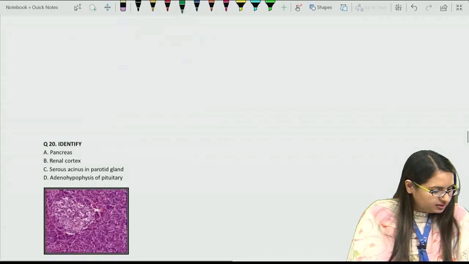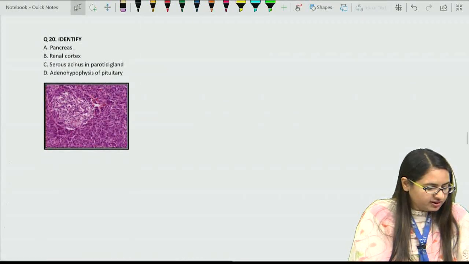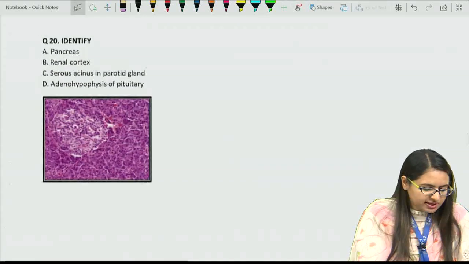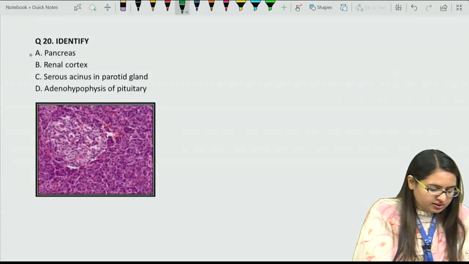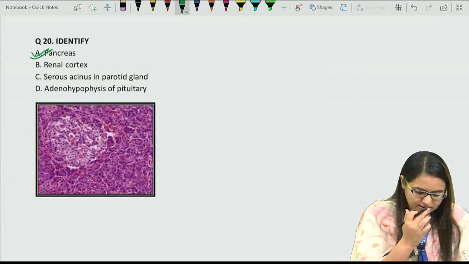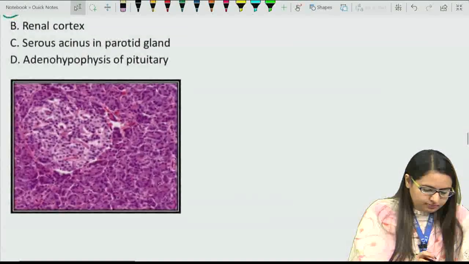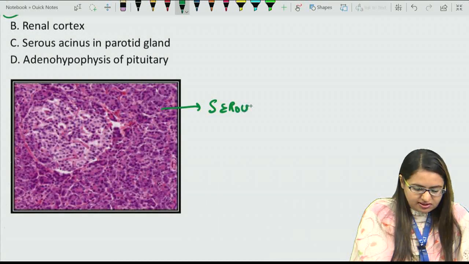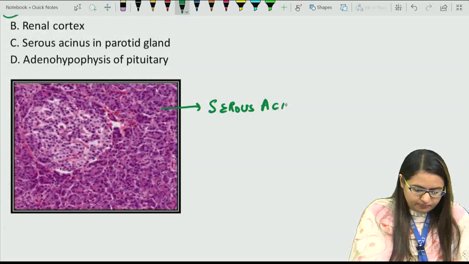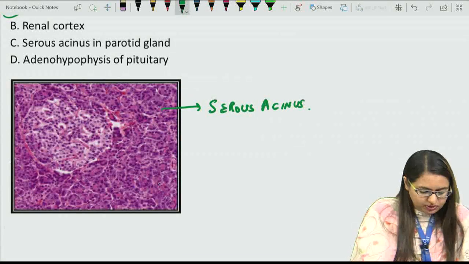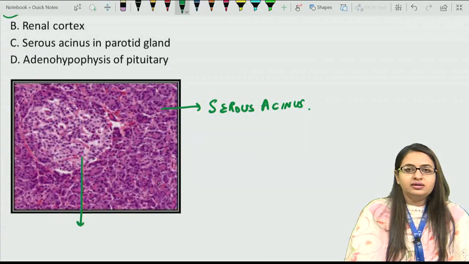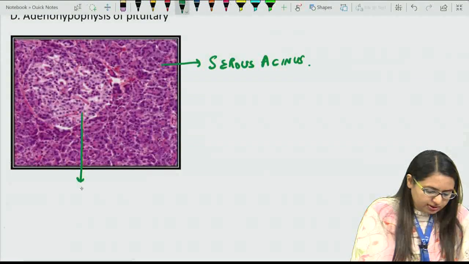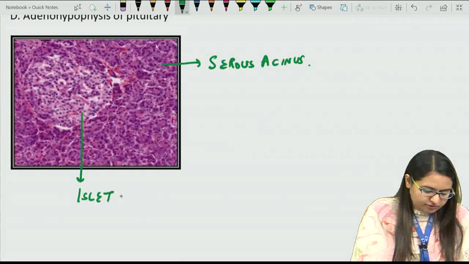Question number 20: we have to identify this structure, this slide. This is a typical slide of the pancreas. The answer is pancreas. If we see the slide, the whole slide has these acini. The acini present here are serous acini. And towards this side, there is a pale staining area, which is the islet of Langerhans.